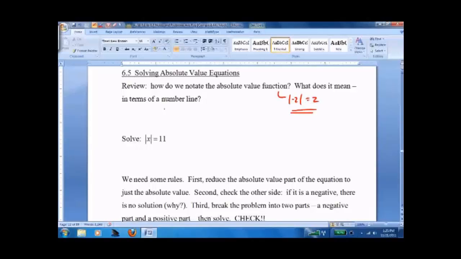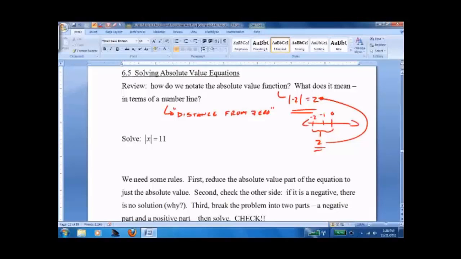And what does it mean in terms of a number line? Well, it's the distance from 0. For example, number line, 0, -1, -2. How far away are we from 0? Well, if you measure that, you'd get 2, which is why we got 2 here. So it's always a positive number.